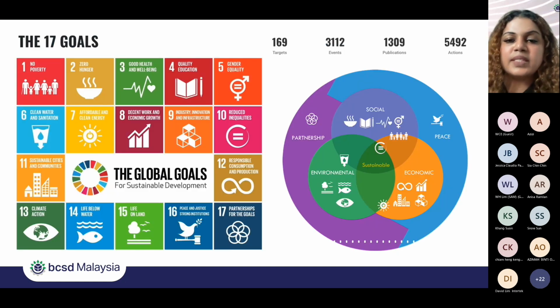Sustainable development means development that meets the needs of the present without compromising the ability of future generations to meet their own needs. Now, this is the very concept that led to the adoption of the SDGs.